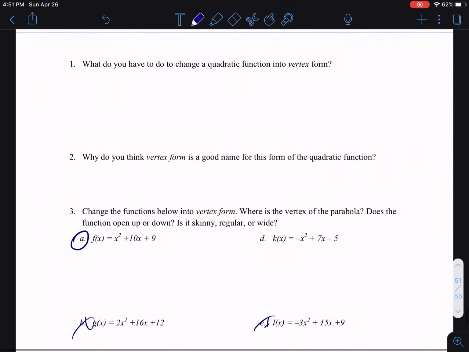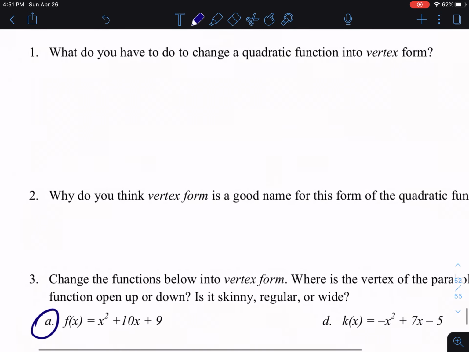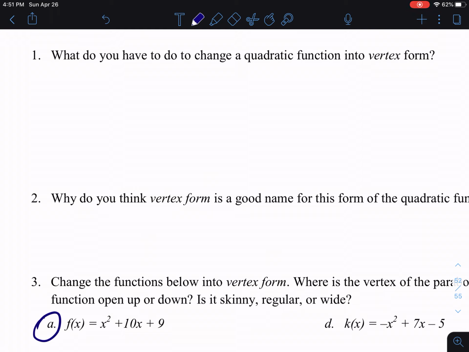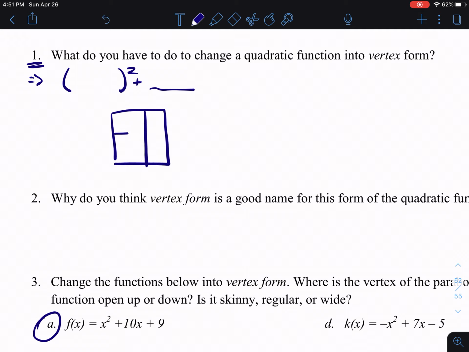Okay. Now let's take a quick look at these questions. So what do you have to do to change a quadratic function into a vertex form? So I would like you to write out what we just did in order to get something like this. What does that look like? What does the square look like?